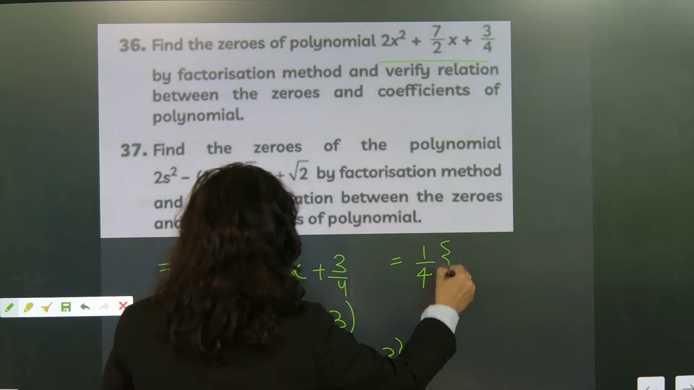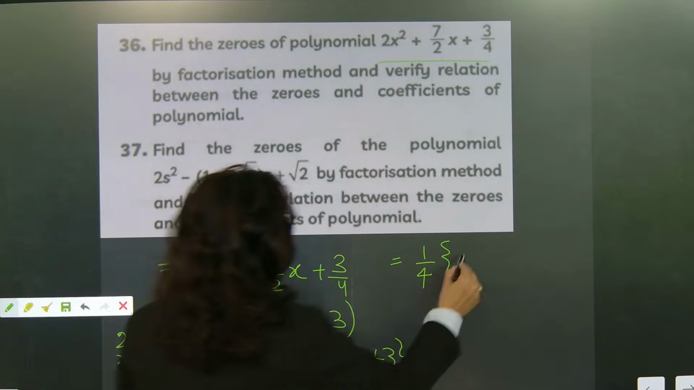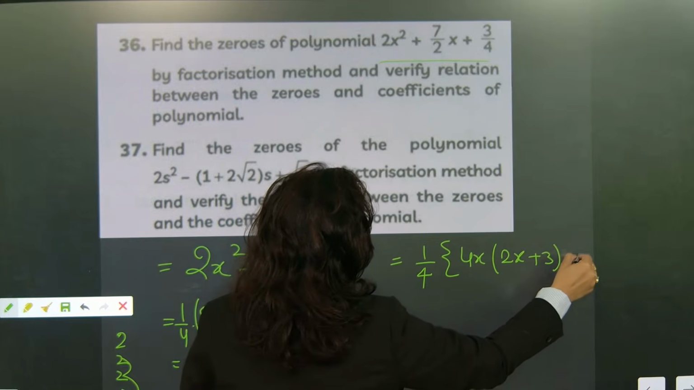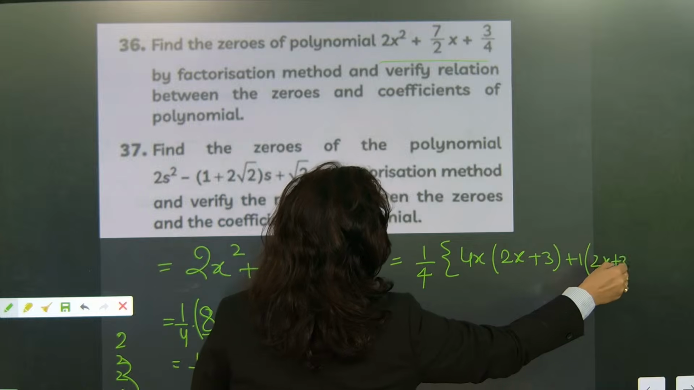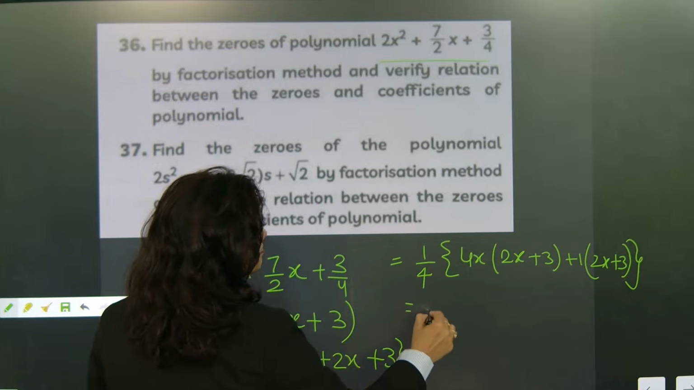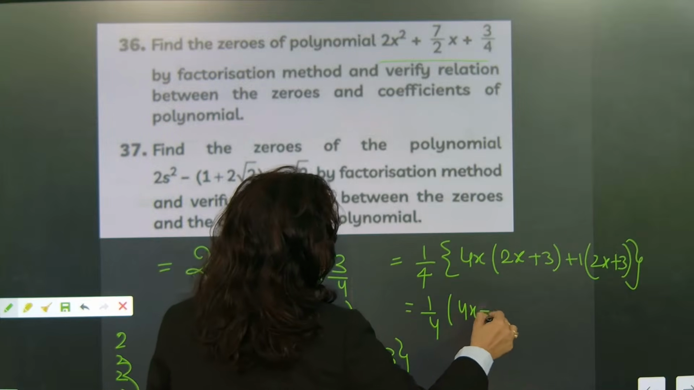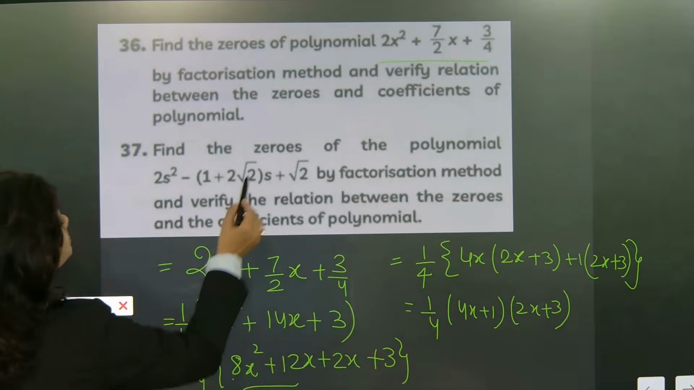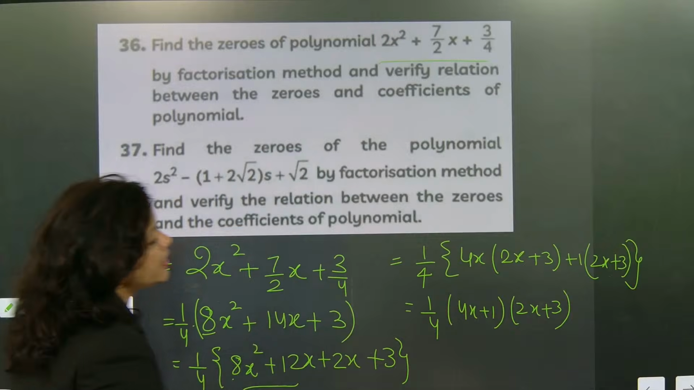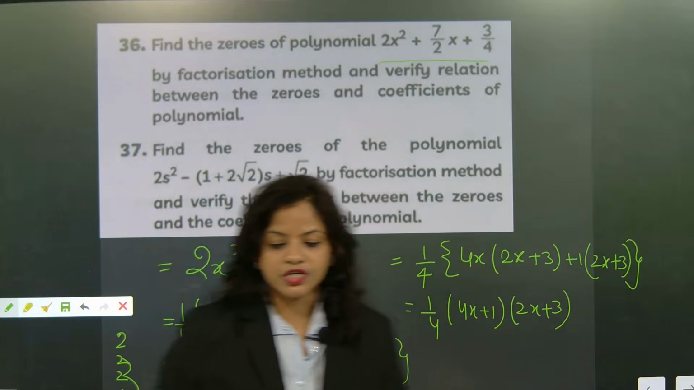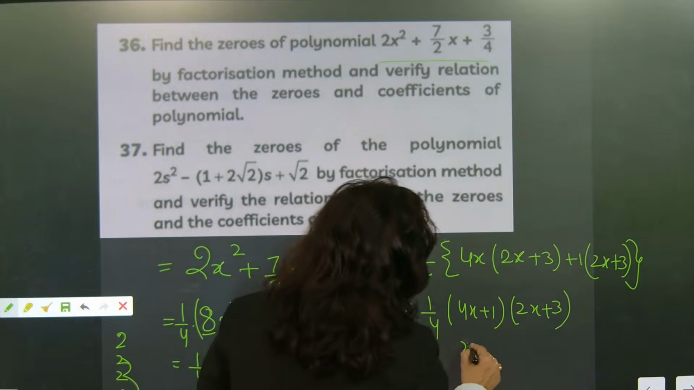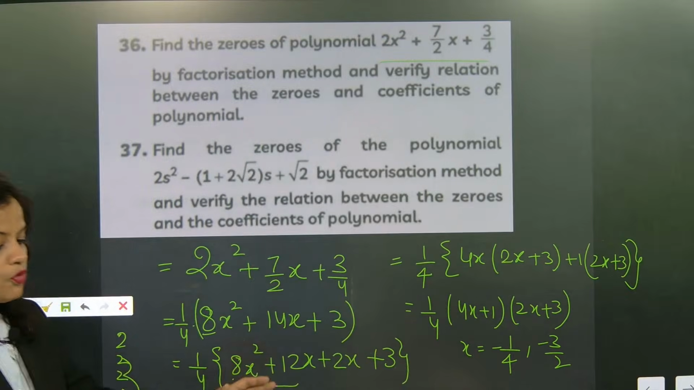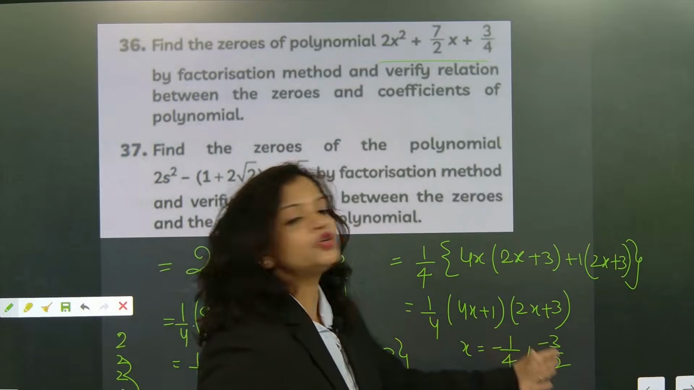Now look here. From here, what I am going to do is take 4x common, so it will become 4x times (2x plus 3). And here I will write plus 1 times (2x plus 3). So here it is coming as 1 by 4 times (4x plus 1) and (2x plus 3). So these two factors are 4x plus 1 and 2x plus 3. The two zeros are x equal to minus 1 by 4 and minus 3 by 2.